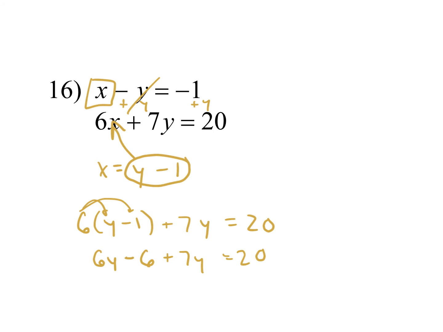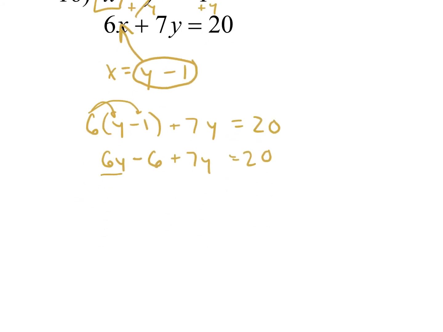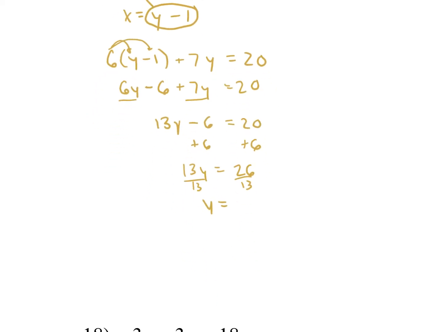What should I do next? Combine the like terms. So it's 6y plus 7y. 13y minus 6 is equal to 20. What should I do next? Add the 6. So 13y is equal to 26. Divide by 13. So y is equal to what? 2. So y is 2.